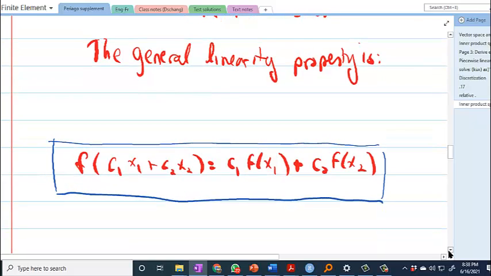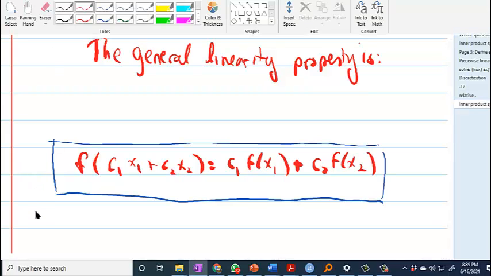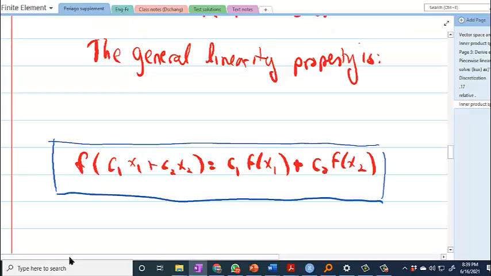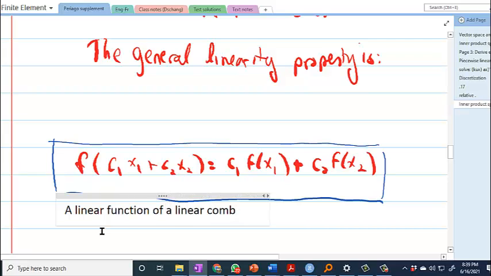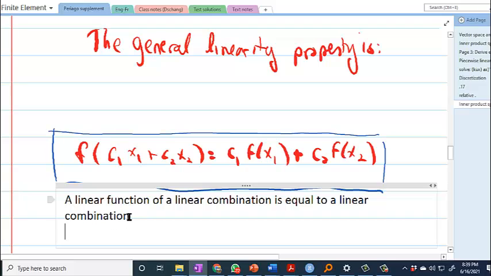And you can see a linear function is closely related to linear combination. You could express this as: a linear function of a linear combination is a linear combination of the function values. Let me type that down here. That may be a useful way to remember this. So a linear function of a linear combination is equal to a linear combination of function values.